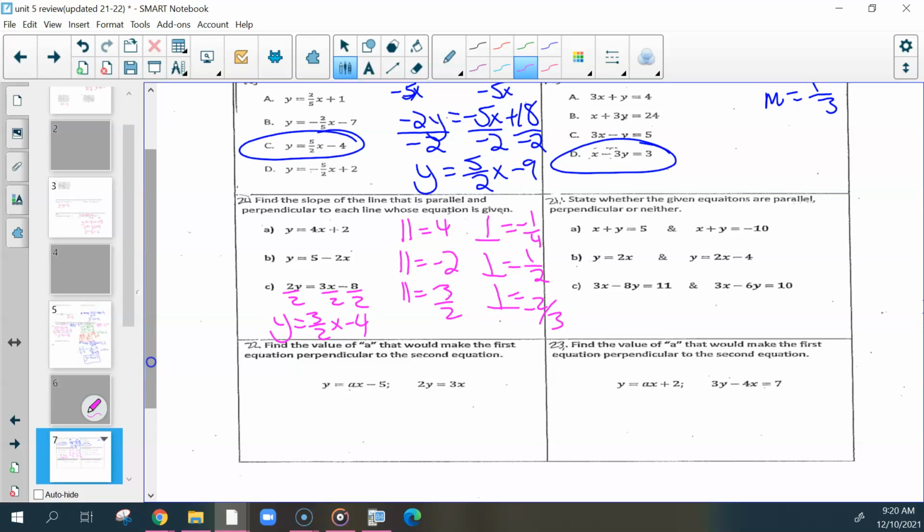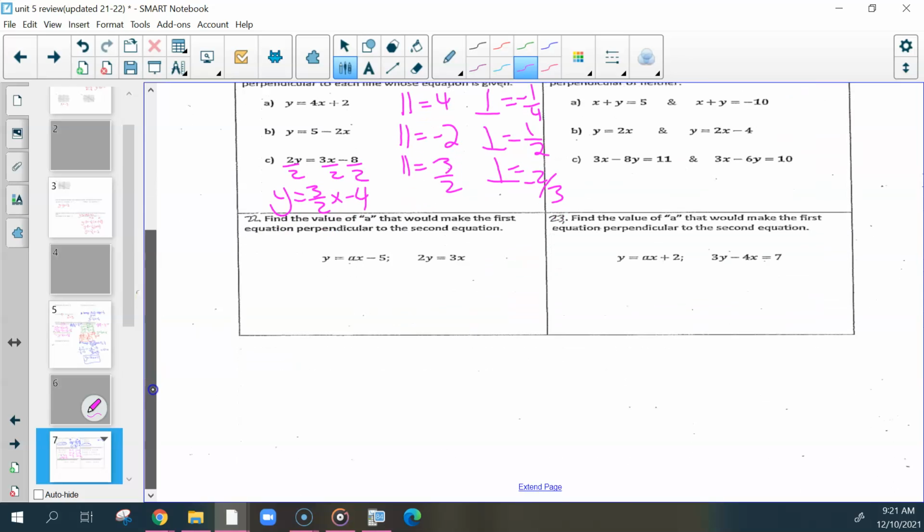We are not going to do 21 unless someone wants to do that later, but those are just, are they parallel, perpendicular, or neither? Questions. We're gonna do 22 and 23.